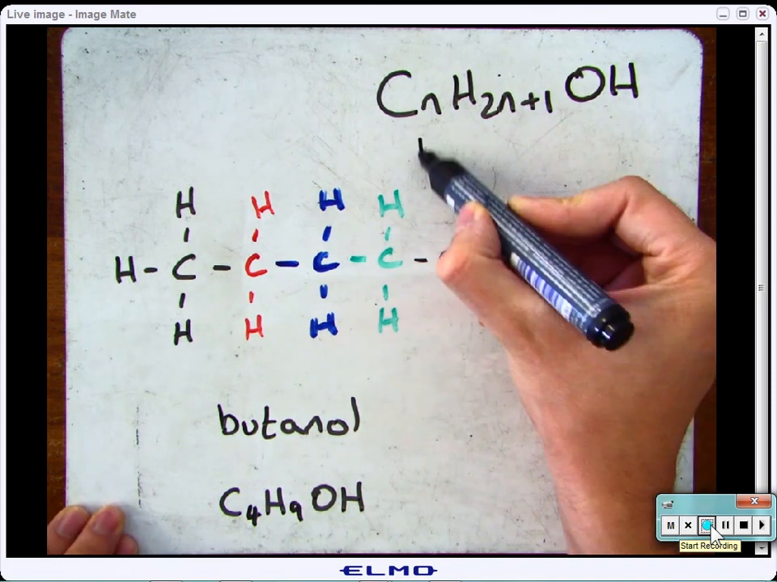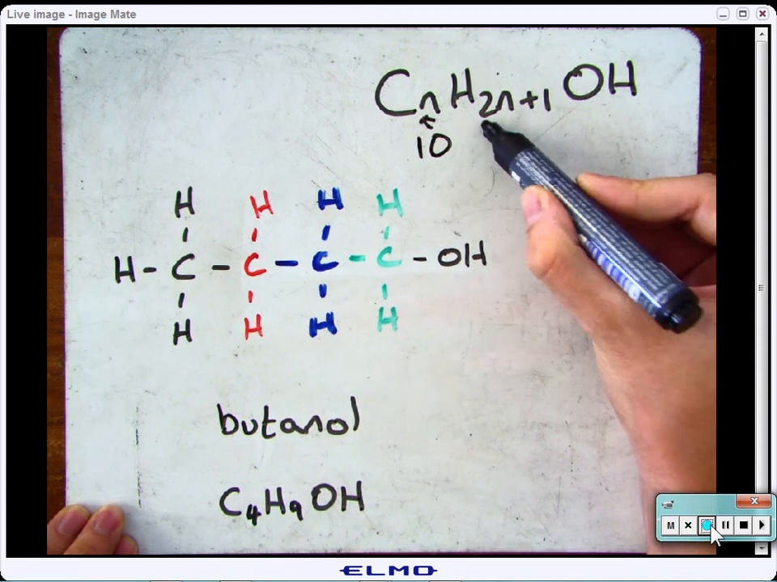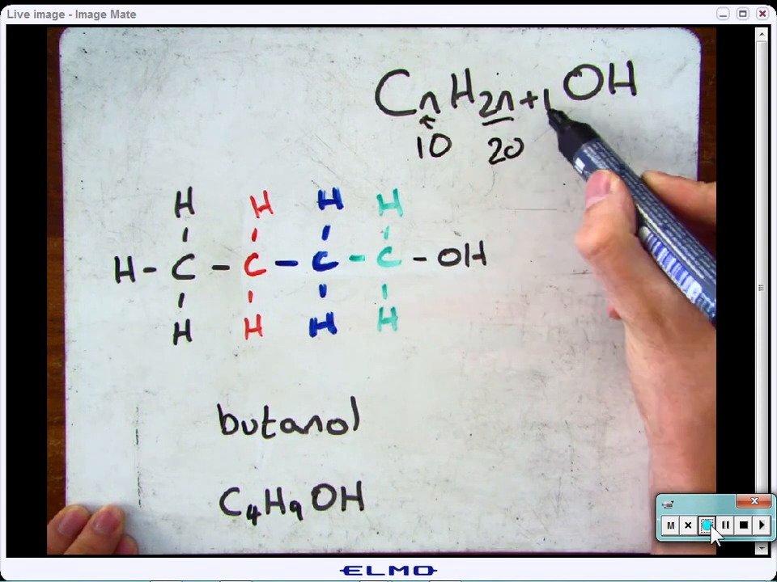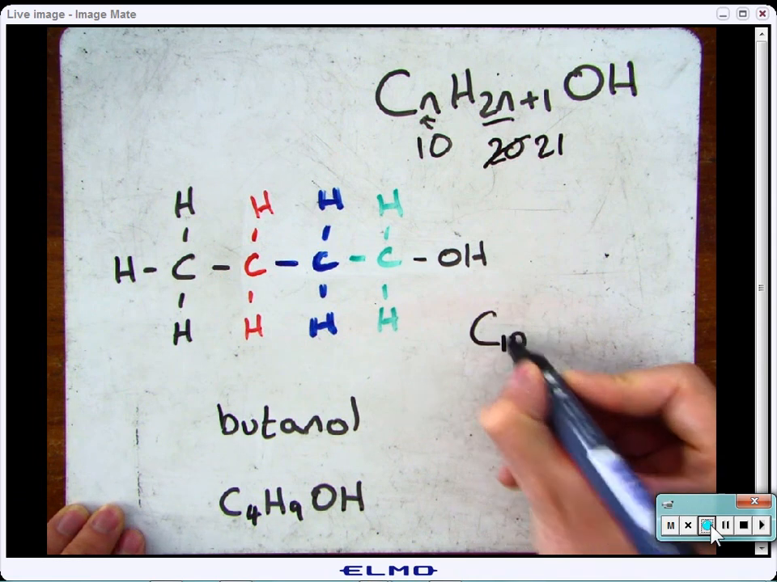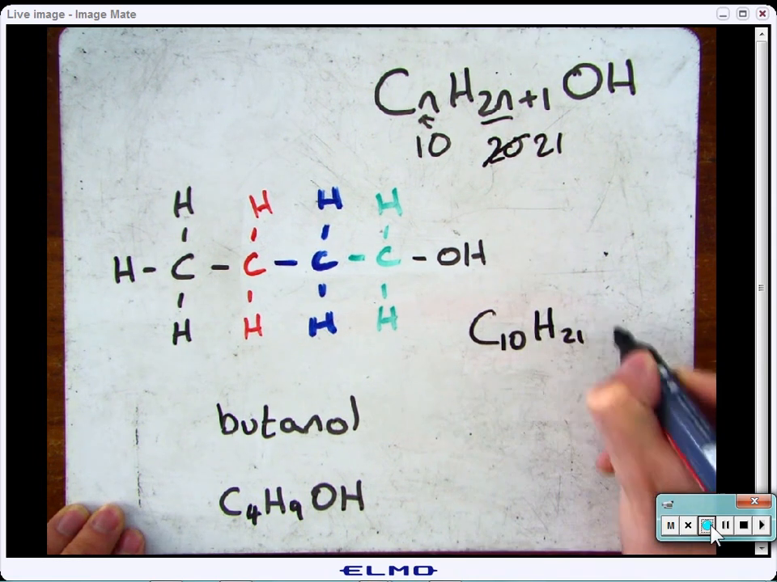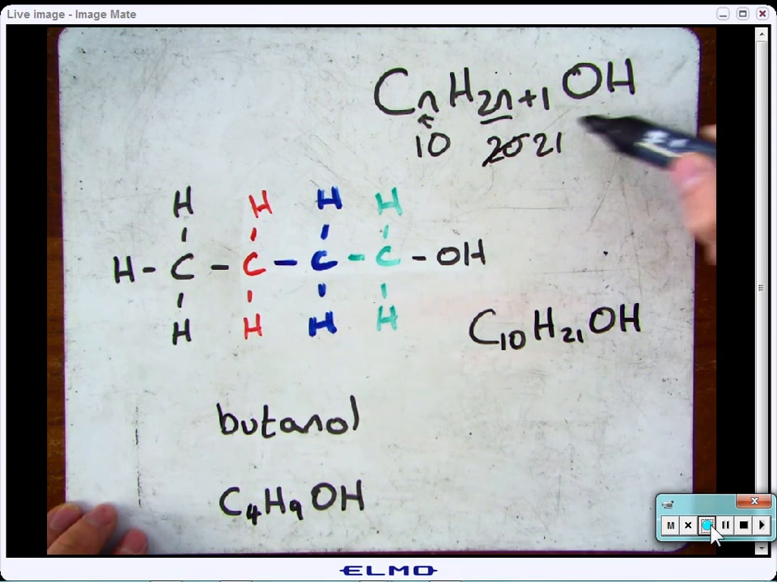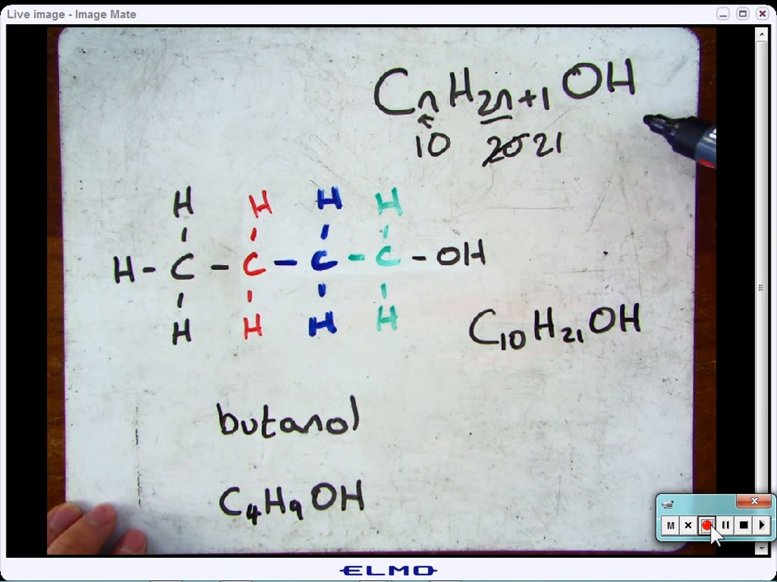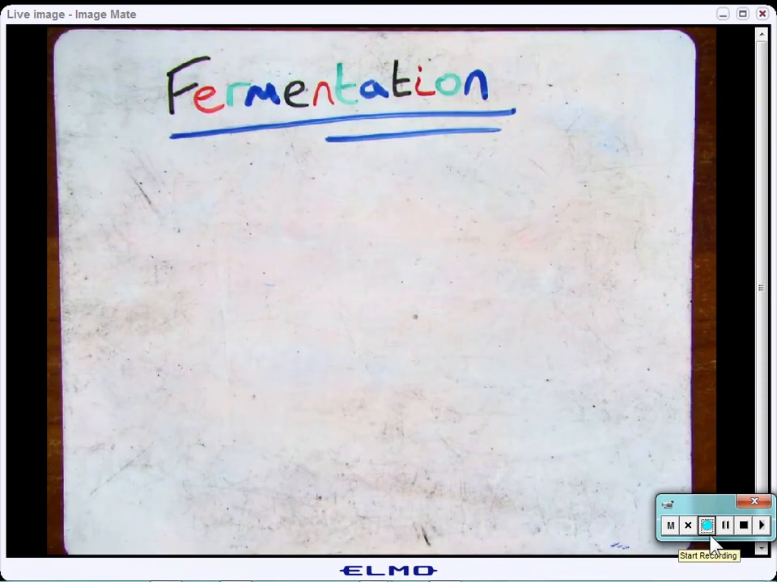So if you had 10 carbons, what you would do is double it. So that's 20 hydrogens plus 1. So I'd have 21. So it would be C10H21OH and so on. So this formula here, CnH2n+1OH, is something you can use in the exam to work it out regardless of how many hydrogens, how many carbons they give you. Right, that is how you know what an alcohol is. Now it's how you make it.